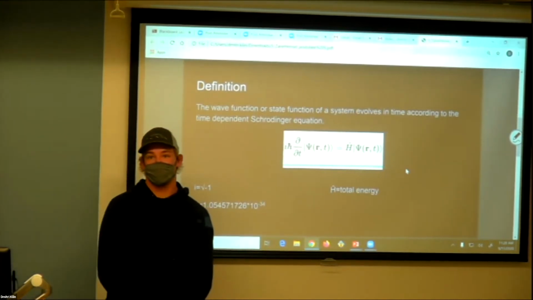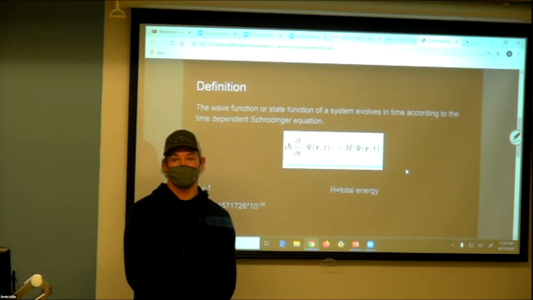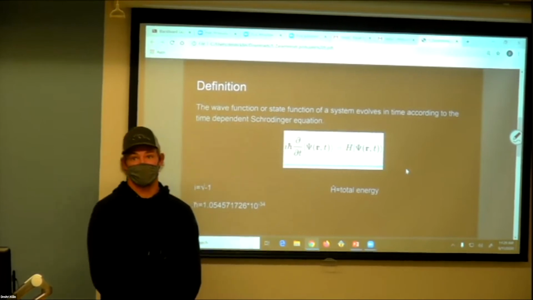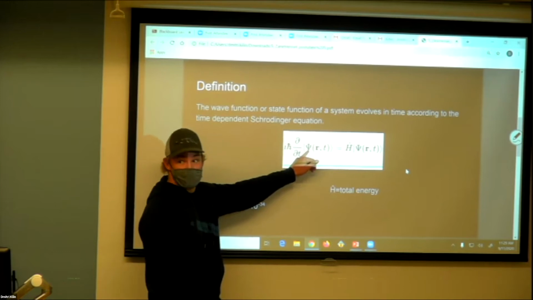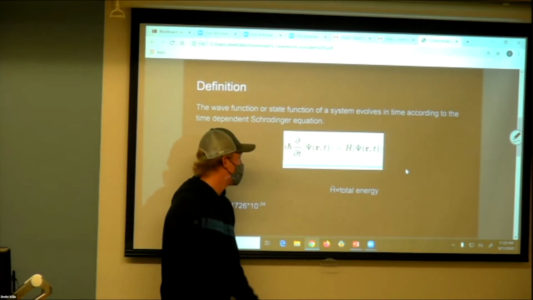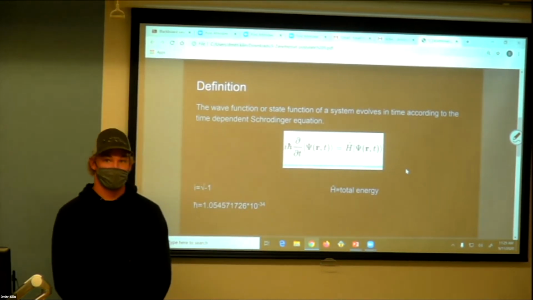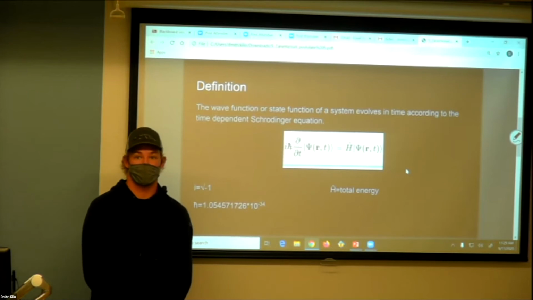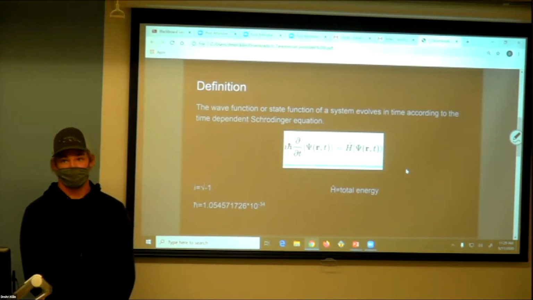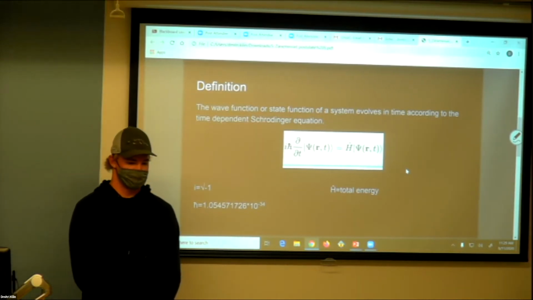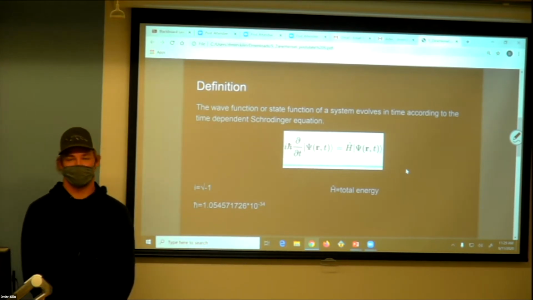The definition: the wave function or state function of a system evolves in time according to the time-dependent Schrodinger's equation. We can tell it's time-dependent by the psi of r and t, and the psi of r and t on the other side as well. i is the imaginary number, square root of -1. h bar is Planck's constant, in, I think, joules per second. And H hat is the total energy of the system.